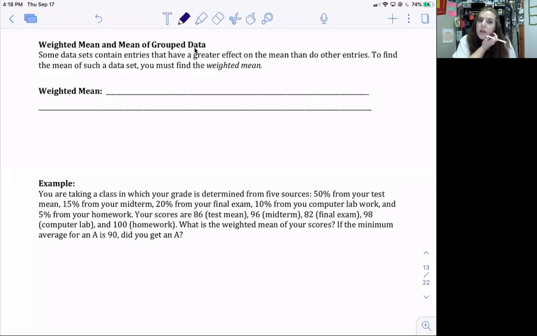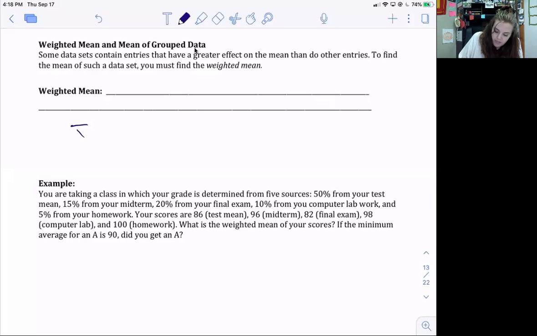Okay, now we're going to look at weighted mean and the mean of group data. Some data sets contain entries that have a greater effect on the mean than do other entries. To find the mean of such a data set, you must find the weighted mean, which actually is the definition. So I'm not going to rewrite that. But we do have a formula.